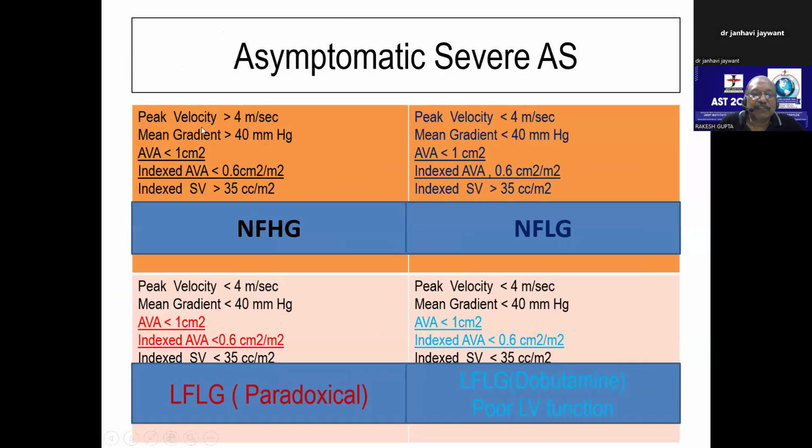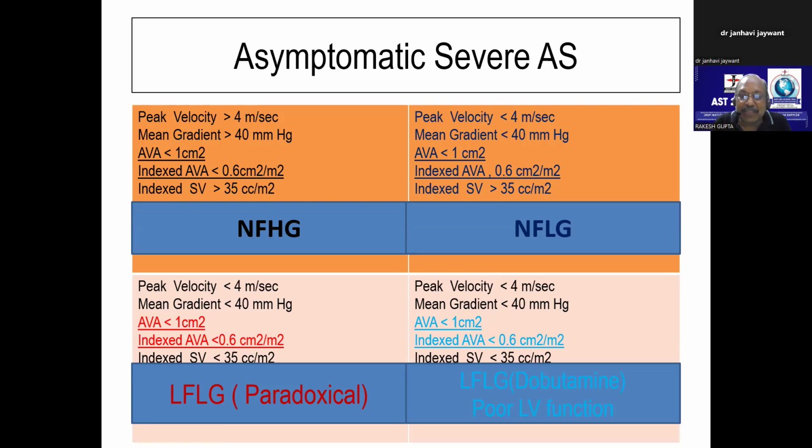This is what we can get: the peak velocity, the mean gradient, the aortic valve area, then we index the aortic valve area by body surface area, and then we get the index stroke volume. Five parameters in aortic stenosis. Where is the stroke volume? LVOT diameter gives rise to area, multiplied by LVOT VTI gives you the stroke volume. And index stroke volume is 35 cc per meter squared body surface area.